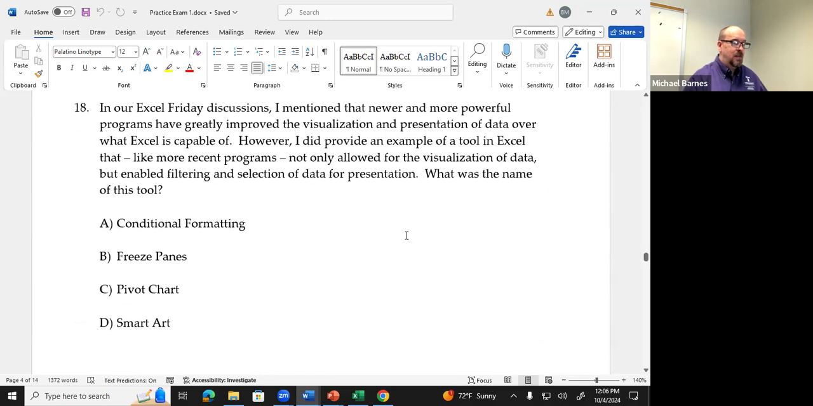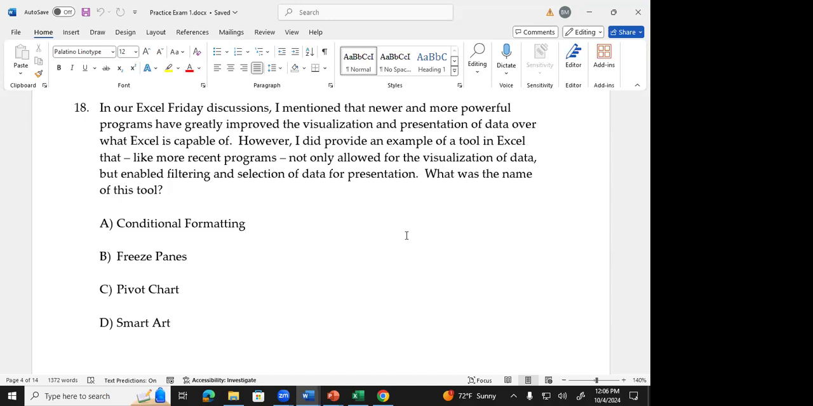In our Excel discussions, I mentioned that newer and more powerful programs have greatly improved visualization and presentation over what Excel is capable of. However, I did provide an example of a tool that more recent programs not only allowed for visualization, but enabled filtering and selection of data for presentation. What was the name of this tool?